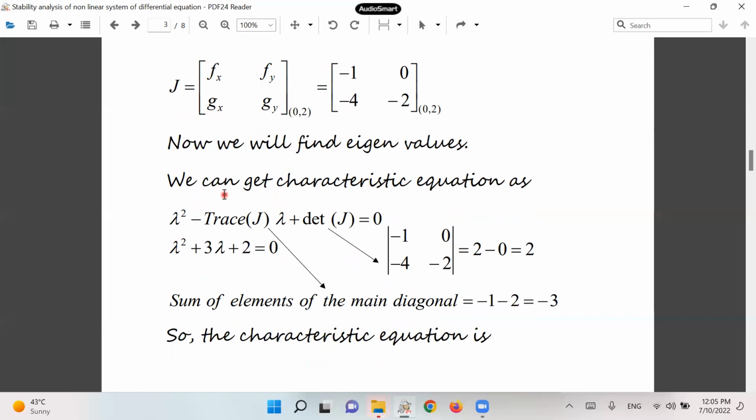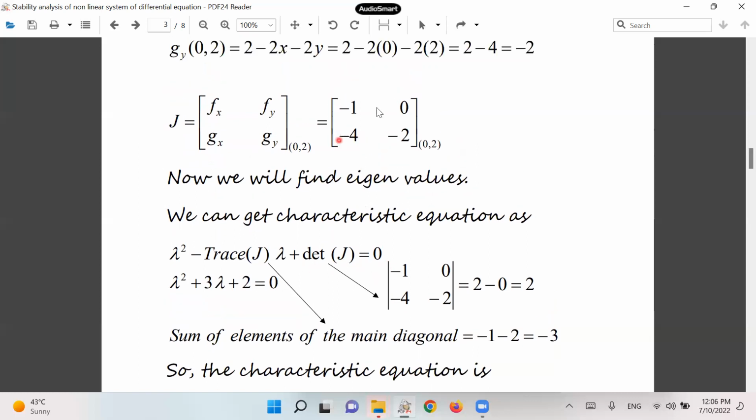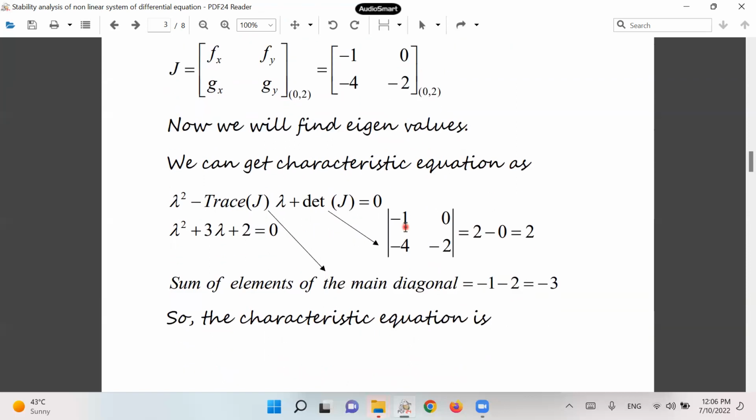First, we must know what the characteristic equation is. In order to find the characteristic equation, we have to have an equation of the form lambda square minus trace of J lambda plus determinant of J. How to find the determinant of J? Just solve this as a determinant of order 2. So we multiply minus 1 by minus 2, so this becomes 2, and the diagonal elements minus 4 multiplied by 0 becomes 0. So the determinant of J becomes 2.